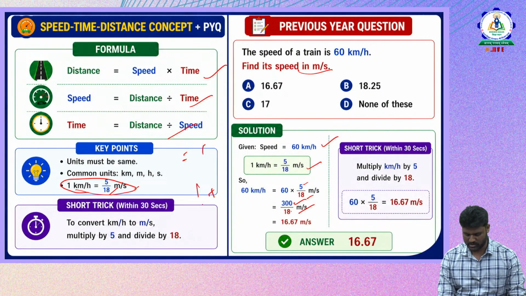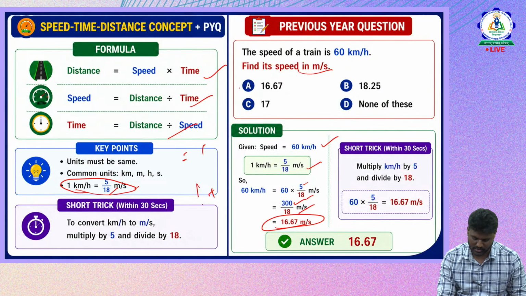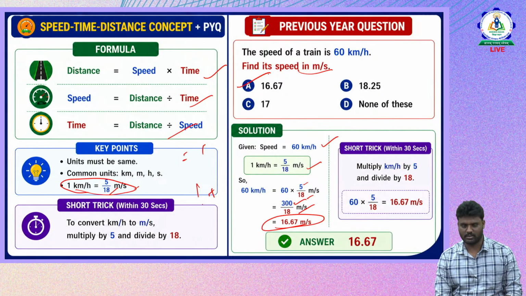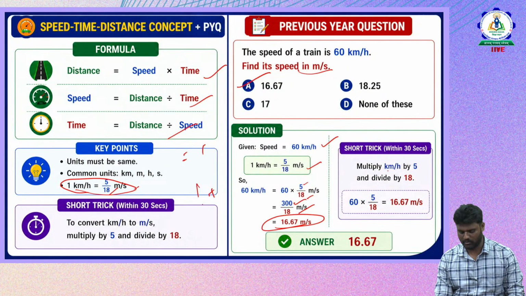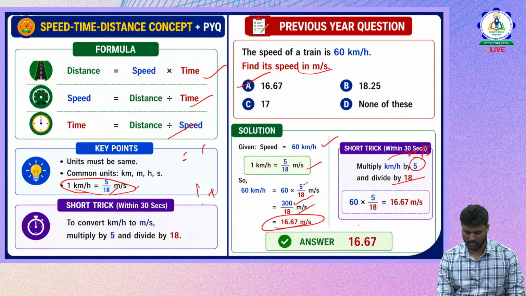Again, if you simplify this one, 300 by 18, we will get 16.67. So let us see in the options, which option is 16.67. Option A is the correct one, option A is 16.67. So always remember that whenever you want to convert kilometer per hour into meter per second, first multiply with 5 and divide with 18. Then you can get the answer.